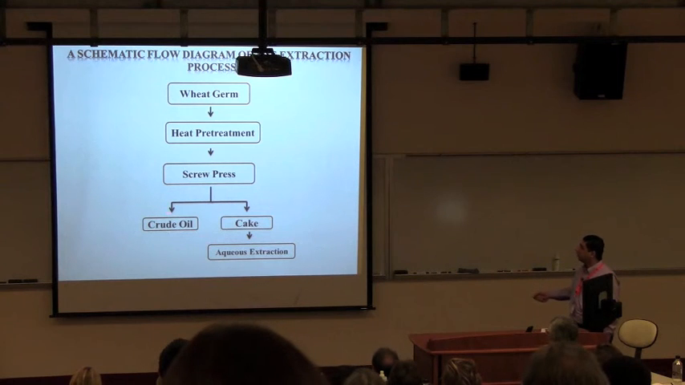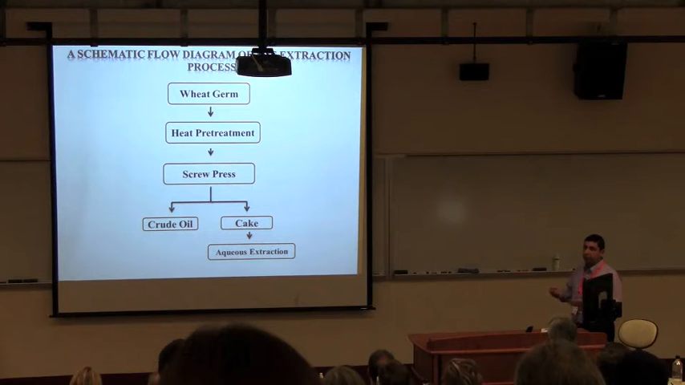That means the amount of crude oil and cake collected every 30 minutes after 2 hours is going to be the same or similar. After that, the cake goes to the second extraction step to recover the residual oil in the press cake using an aqueous extraction process.